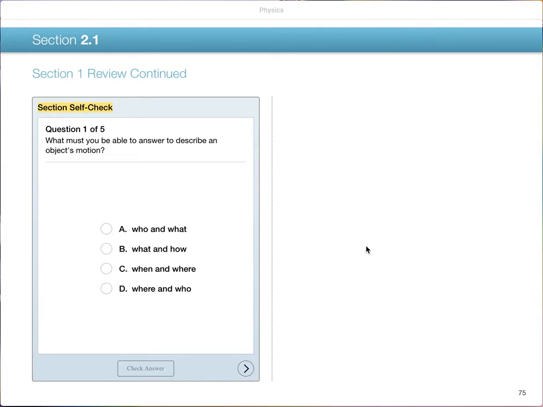That was a pretty short section. Let's just have a quick look at the self-check to see if it makes sense to you.